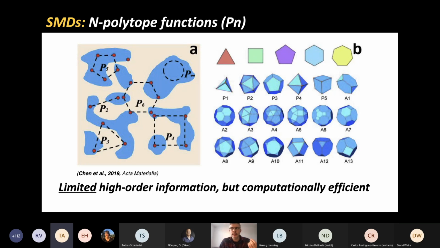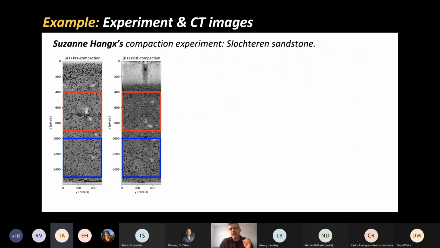So imagine we want to study compaction. Okay, so this is important, for example, if you're extracting gas from, say, the Groningen field in the Netherlands, and that causes earthquakes. You have to study compaction. So here we have 2 time-lapse CT images of a compaction experiment conducted by our colleague Susanna Hahn. On the left, you have a pre-compaction state of the microstructure. On the right, you have a post-compaction state.